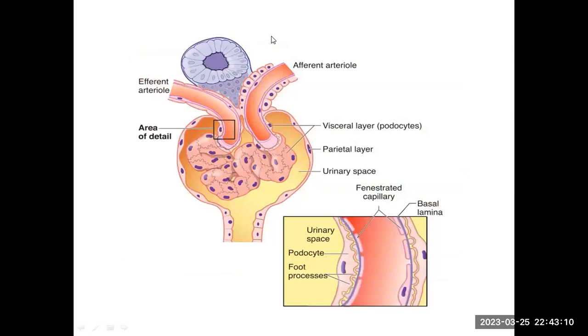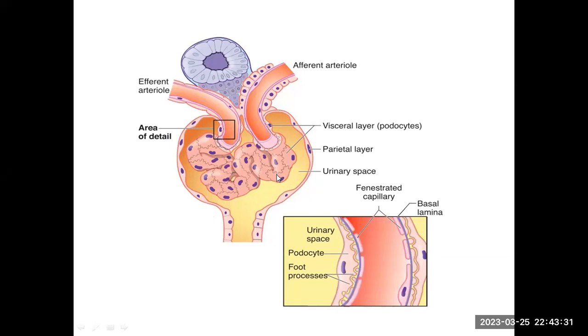This is another figure also. It's a cross section here, as you can see. This is the glomerular tuft, and around it we have the Bowman's space, where the urinary filtrate will be formed. And this is the Bowman's capsule enclosing the glomerulus. As we said, this is the parietal layer, which is outside.